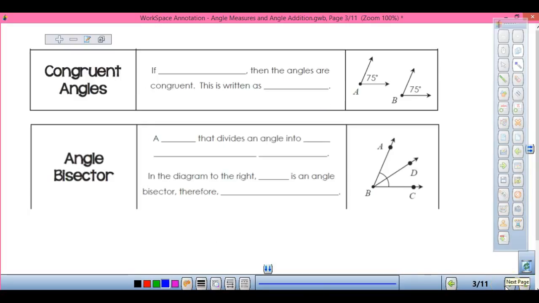Okay. Congruent angles. Okay. If the measure of angle A equals the measure of angle B, okay, then we can write that congruent statement. And we can say angle A is congruent to angle B.